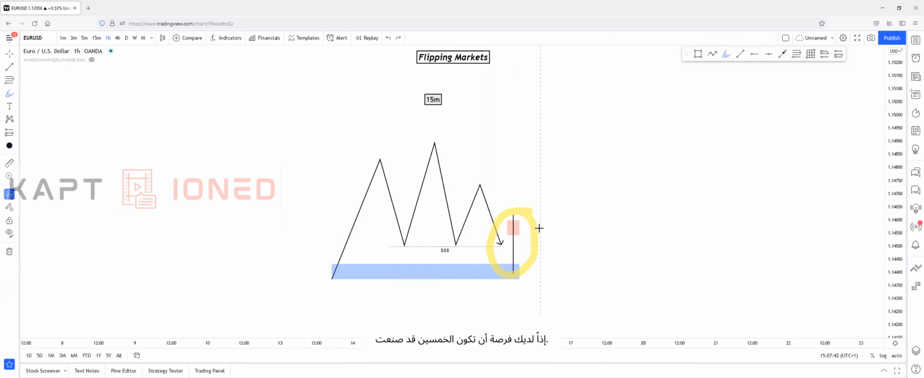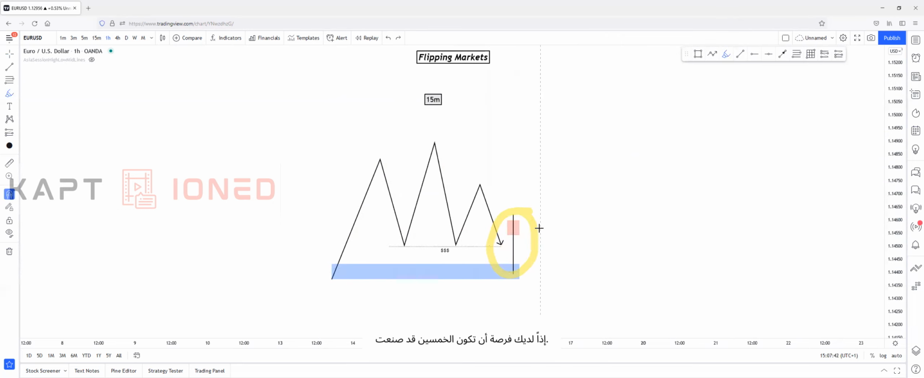Okay, let's see a live example. So as you can see, we have this demand zone right here. It created inefficiency to the upside and changed character here, and started the whole bullish order flow. Okay, it's not about the demand zone right now. It will be about the liquidity. So as you can see, we have bottoms here, here, here, here, and these are almost perfectly lined up, creating equal lows. So equal lows above the demand zone mean that if these lows are swept, this demand zone can hold the price and reverse the price to the upside.